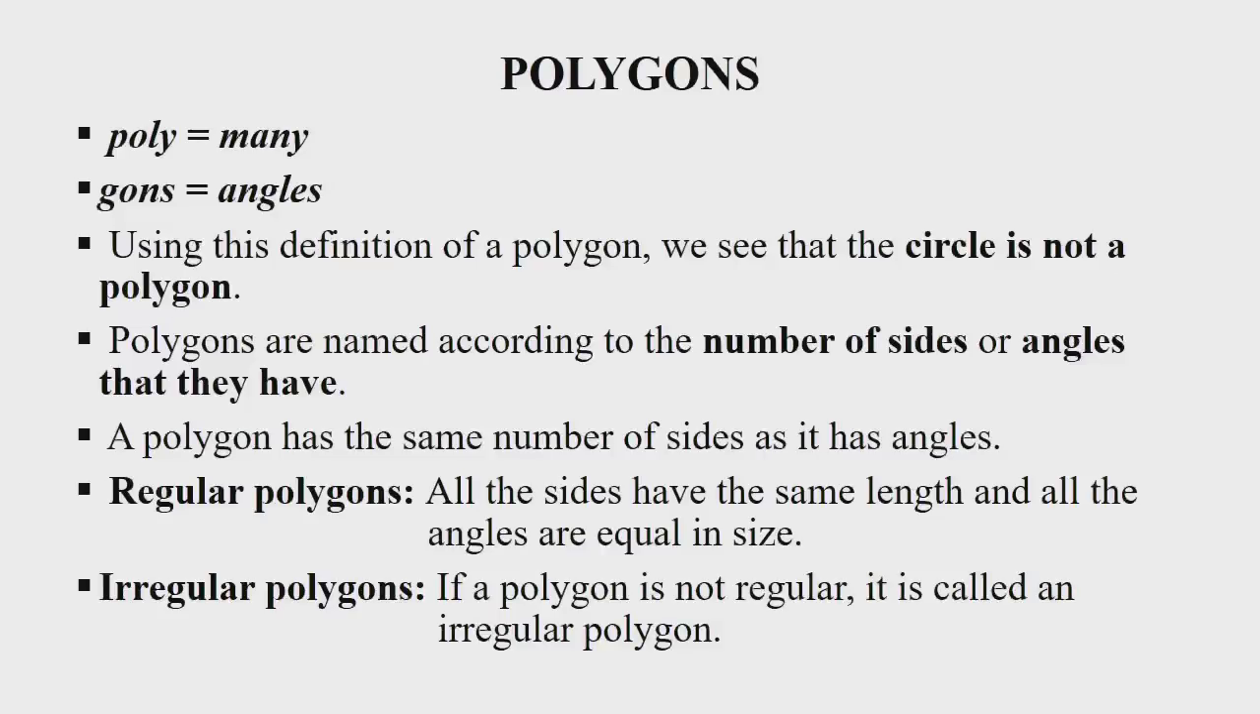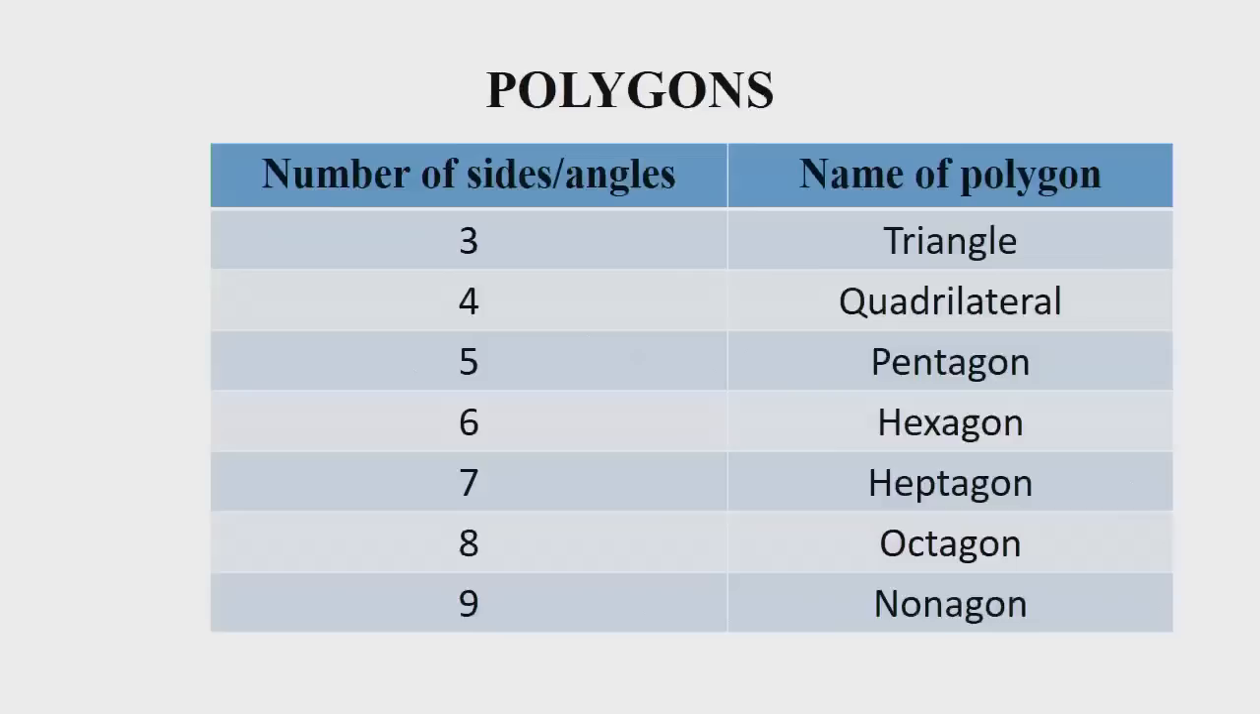Okay, a polygon, that's why we are saying a polygon has the same number of sides as it has angles. Now with them we have regular polygons. That means all sides are equal, have the same length, and the angles are also of the same size. Irregular polygons: if a polygon is not regular, which means its sides are not equal and its angles are not equal, they differ, it's called an irregular polygon.